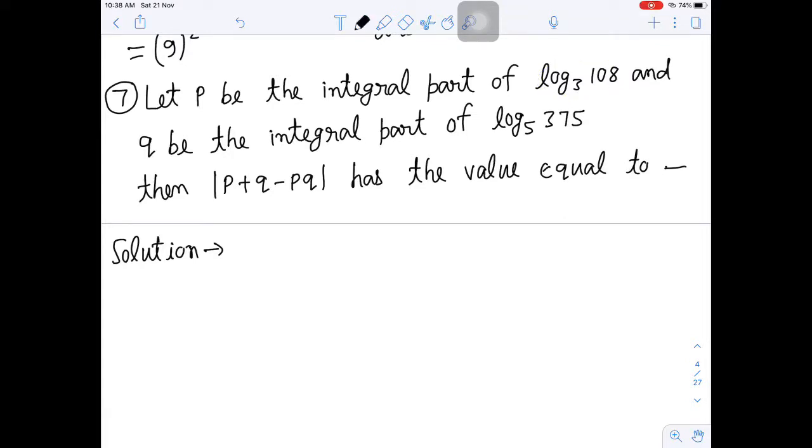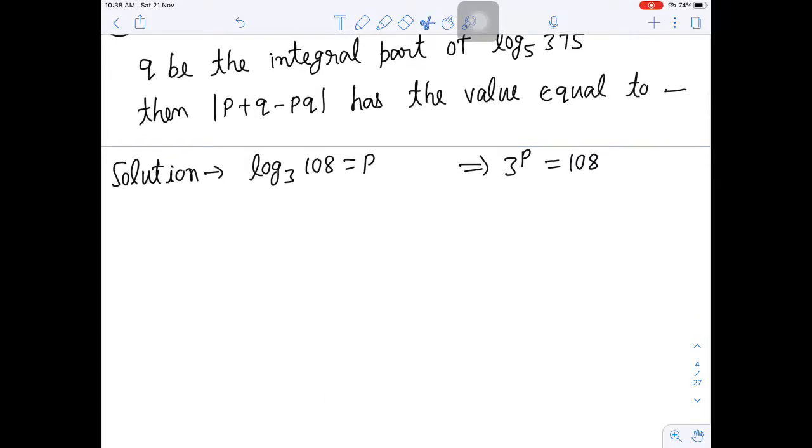Suppose p is equal to log 108 base 3. If you remove the log, then 3 to power p will be equal to 108. Now you know that 3 cube is 27, 3 to power 4 is 81, and 3 to power 5 is, so you know 108 is between 3 to power 4 and 3 to power 5.